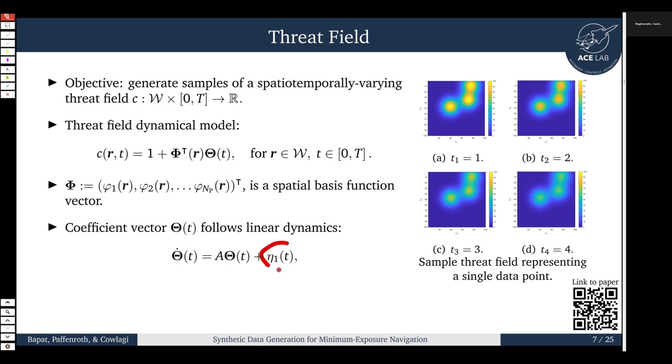But the important thing is this noise term, and we don't make any assumptions about the statistics of this process noise term. So we don't say it's going to be zero mean Gaussian or anything. We're going to try and learn that from the data. So if I try to visualize this sort of a threat field, the C as a function of space and over time may look something like an intensity map that changes over time. So this is a single threat field representing a single data point.